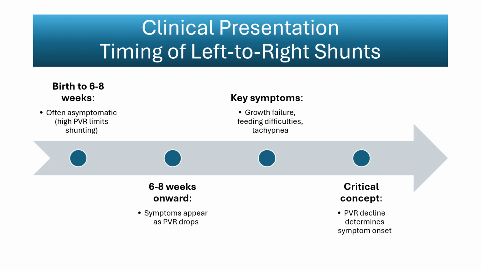The most consistent features are growth failure, feeding difficulty, and tachypnea. These findings reflect the combination of increased metabolic demand, pulmonary overcirculation, and reduced efficiency of systemic output. The timing of this transition is central to bedside recognition. An infant who appears stable in the first month of life, but then develops poor weight gain and respiratory distress at 6 to 8 weeks should raise immediate concern for an unrecognized large shunt lesion.